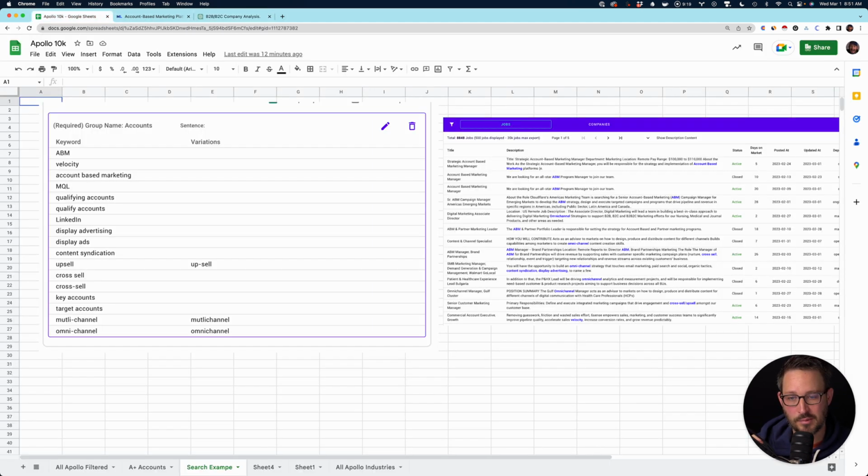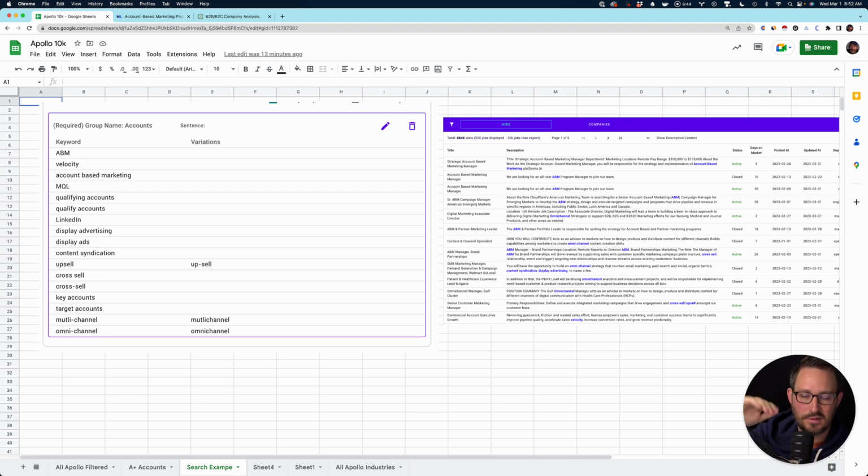Let's see the words I came up with. ABM, velocity, account-based marketing, right? Two different jargon. So I probably would adjust my prompt to actually tell GPT to include jargon. MQL, right? Doesn't appear anywhere, but I know that people think about MQLs, marketing qualified leads, qualified accounts, qualifying accounts, display advertising, display ads, content syndication, right? Upsell, cross-sell, key accounts, target accounts, multi-channel, omni-channel with variations here.